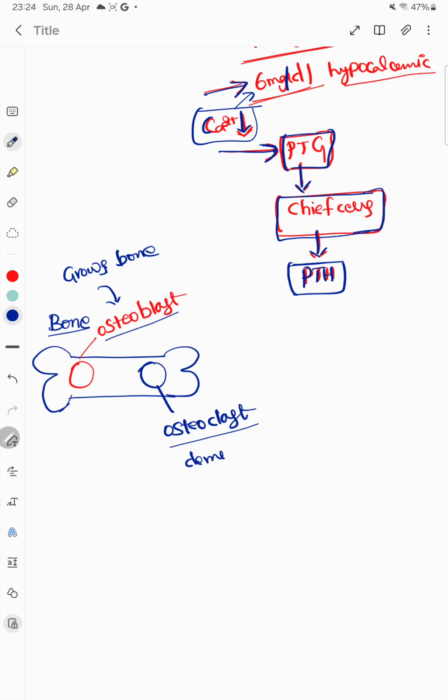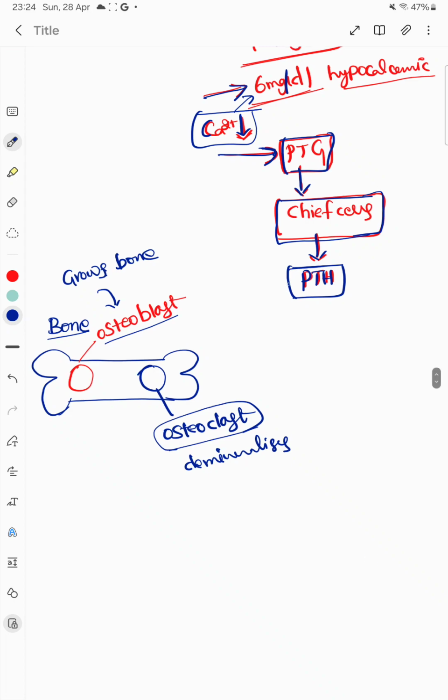Osteoclast demineralizes the bone, which means due to the osteoclast activity, bone loses its density. So that is the function of these 2 cells. Remember the 2 cells' function, osteoblast and osteoclast. Now the action of PTH we already produced from the parathyroid gland in response to the low calcium level. This parathyroid hormone acts on the osteoblast.